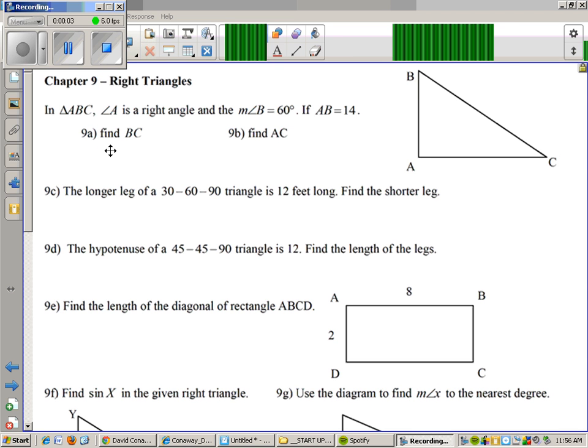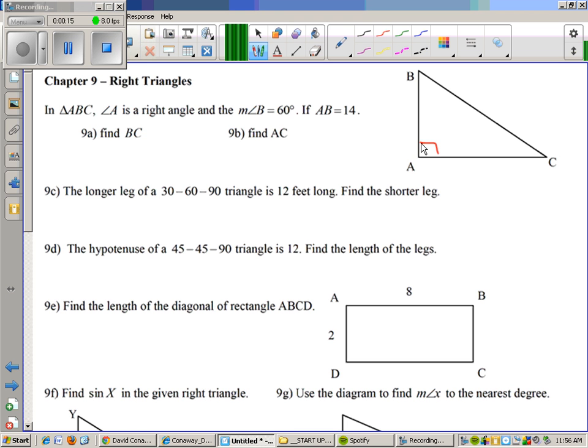Okay, this is chapter 9 over right triangles out of the study guide. Starting on the first one, 9a. In triangle ABC, angle A is a right angle, and so I'm going to draw that in the picture. Measure of angle B is 60 degrees, and AB is 14. So this includes one side and two angles.